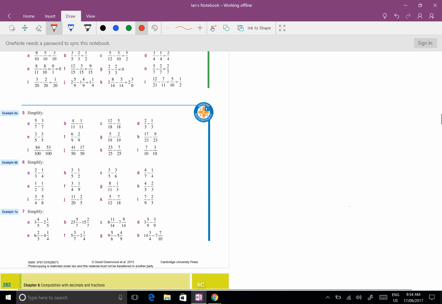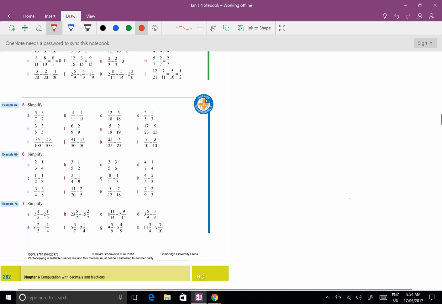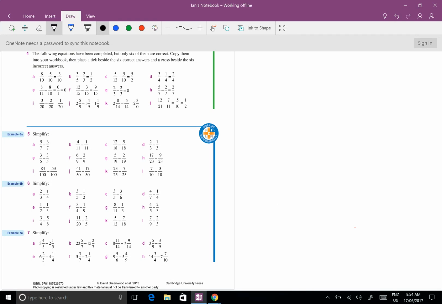Okay, Year 7, let's have a look at exercise 6C, and now we're going to talk about subtracting fractions. And the same rule applies. When we're subtracting fractions, we must have a common denominator.